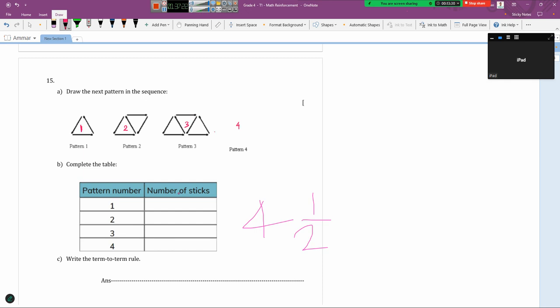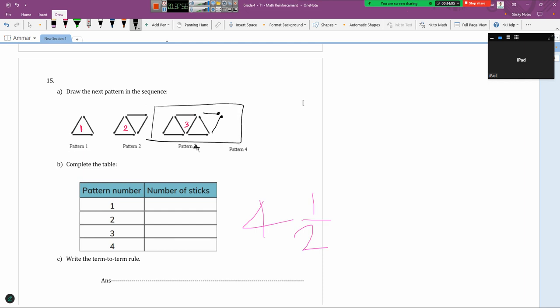You can just add 2 more sticks like this. So these are wax measures, you can just add 2 more, so it will appear like this, right? So this will be pattern 4, not pattern 3. So this is how you should draw this.